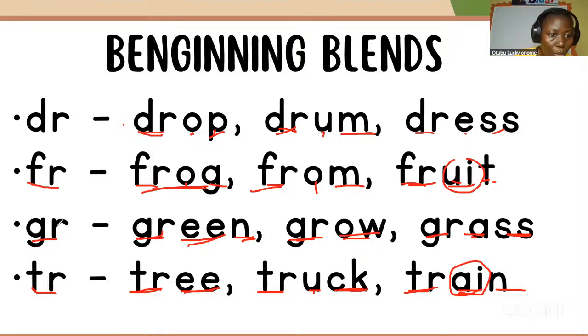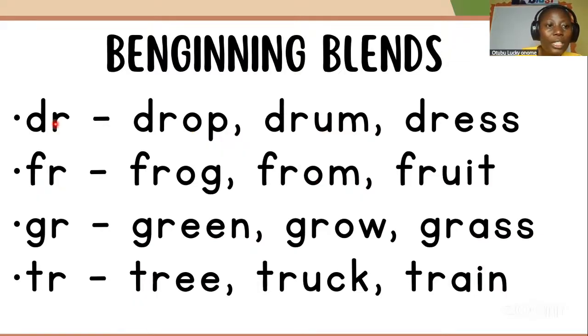So let's go over it one more time. D and R says draw. We have it in words like drop. Drop is to release something, to let go of something. Maybe you are holding a pen and you dropped it, you let it go and it fell. We have drum. Drum is a musical instrument that they use in church and some other places. Then we have dress. Ladies wear dresses, that outfit that ladies wear.